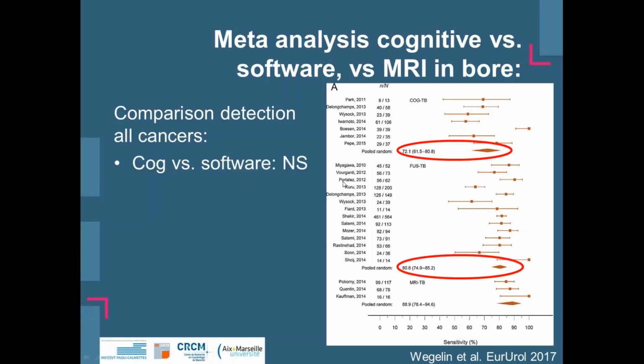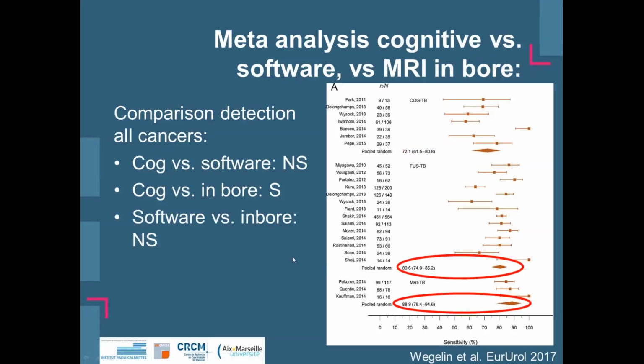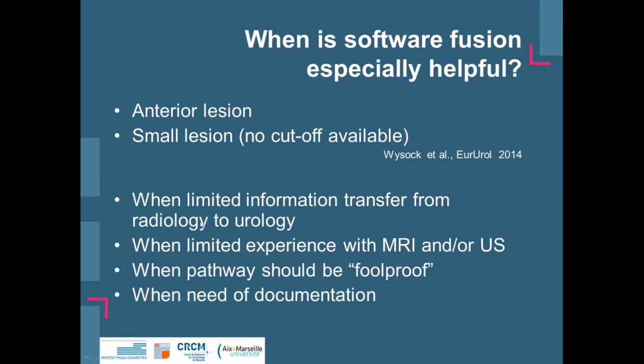And if you compare cognitive with software, the difference was not statistically significant. It was significant when comparing cognitive with MR in-bore. Jurgen mentioned that already. And it was not significant if you compare software fusion biopsy with in-bore biopsy. And when it comes to the detection of significant cancers, actually there was no statistically significant difference in the sensitivity to detect the cancers with all three different approaches.